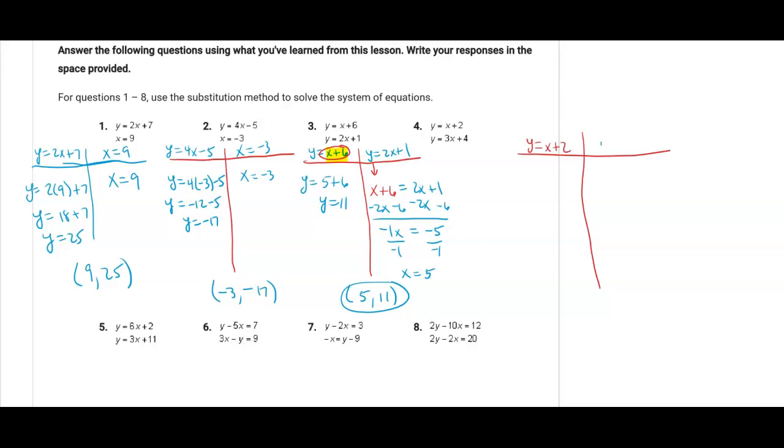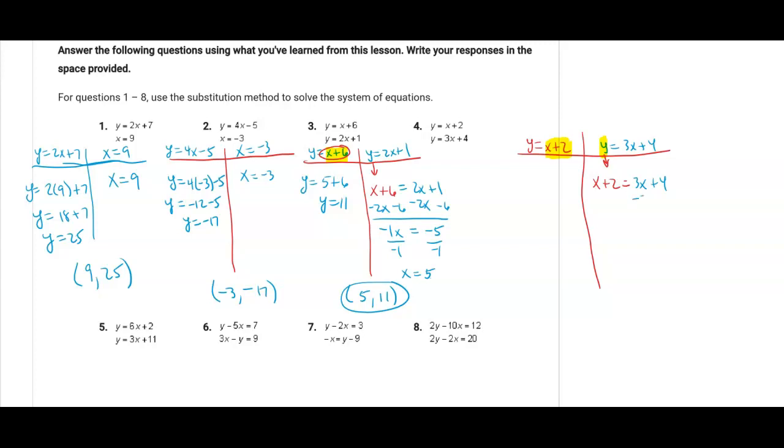Then the other one is y equals 3x plus 4. So again, if I look, both equations are solved for y. So I'm going to take this value of y and plug it in for y over here. So I see the y, I kick it out, and I replace it with x plus 2 equals my 3x plus 4. Now I can take this equation and solve for what variable?